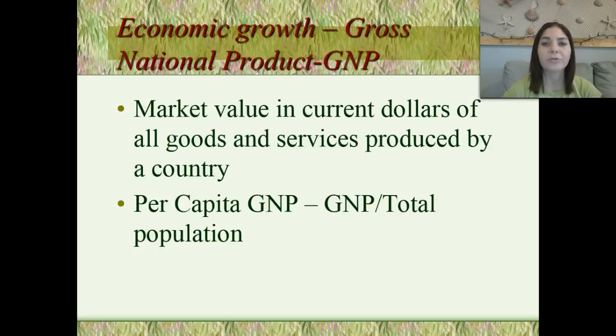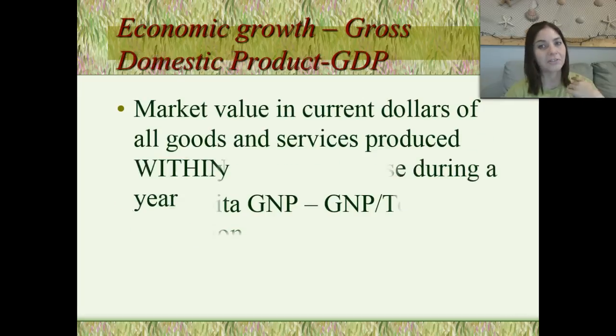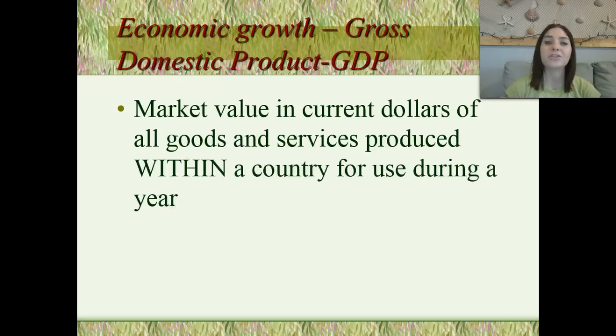So economic growth, we have our gross national product, or GNP, and that is the market value in current dollars of all goods and services that are produced by a country. And it's the per capita gross national product, and that's the GNP divided by the total population. So make sure you know GNP versus GDP, which is the gross domestic product. This is market value in current dollars of all goods and services that are produced within a country for use during a year.